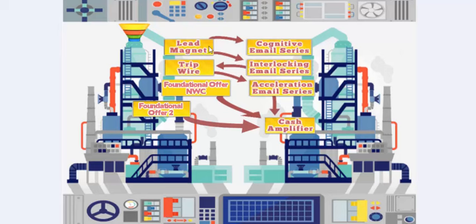They get in at the lead magnet. They automatically get this cognitive email series, which basically welcomes them and gives them more information. This is going to be your main email, the email that you're going to send broadcasts to. Once they start getting this email series, this is basically giving them free stuff. You're going to get them in.